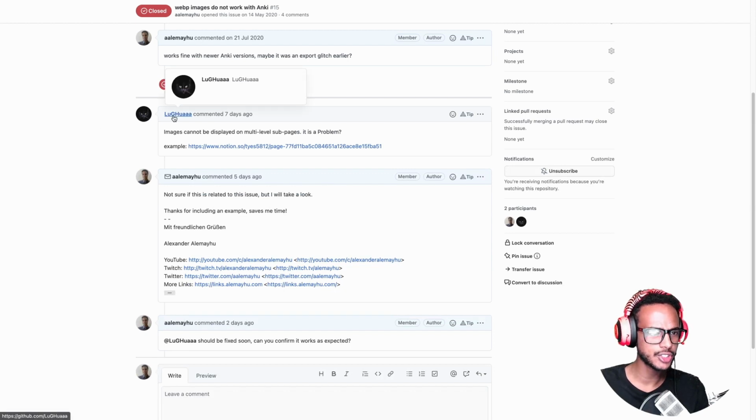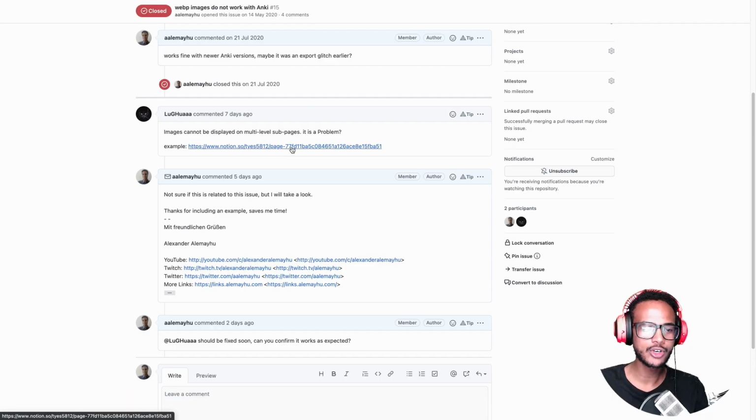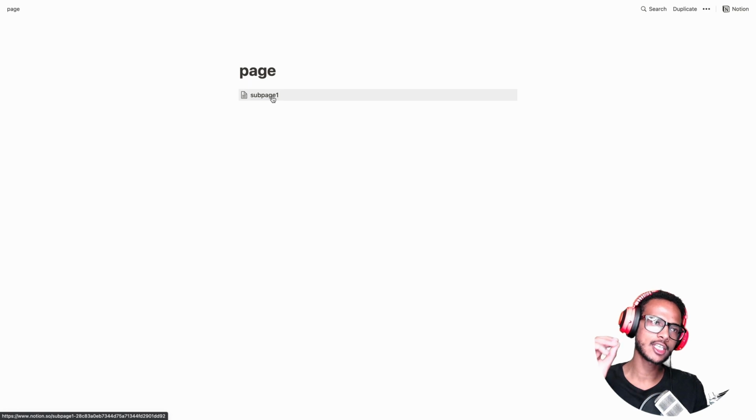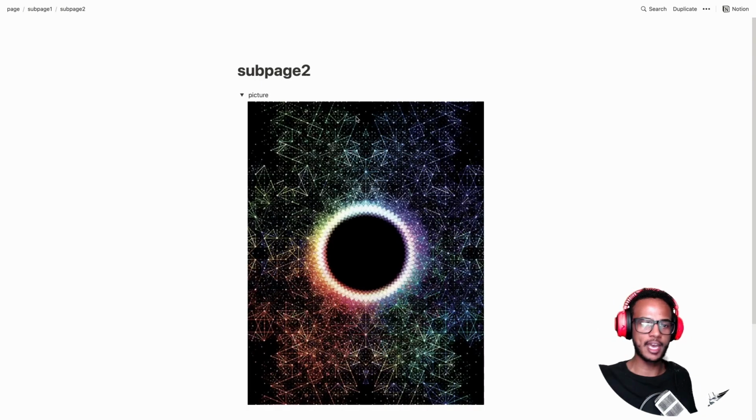It was this person here, Lughua, I have no idea how to say this name, this beautiful cat here, reported a bug where it was possible if you exported a nested subpage. So here's a top level page, and then inside of that page you have another page, and inside of that page you have a picture. So there was a bug where we were not able to find this last image here.